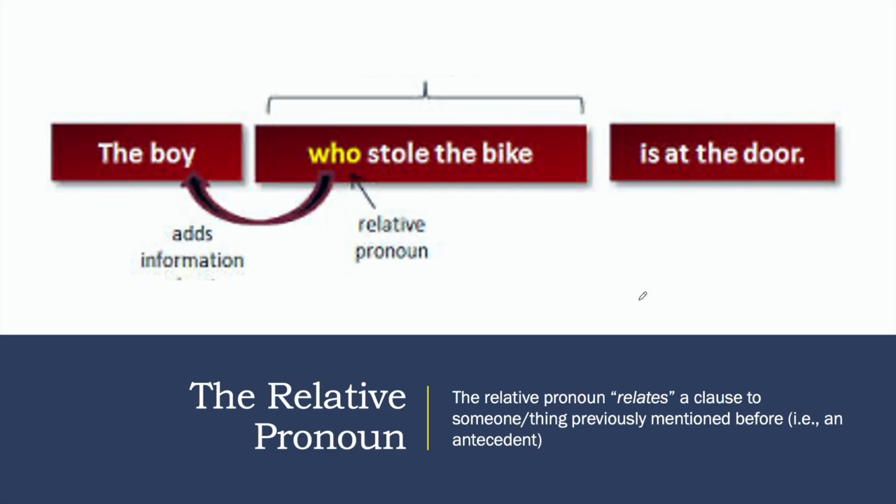I want to move on now and talk about the relative pronoun. The relative pronoun relates a clause to someone or something previously mentioned before, i.e., the antecedent. So this little diagram above kind of shows you what a relative pronoun is. That who is the relative pronoun. The boy is the antecedent. So the boy who stole the bike is at the door. Okay, so this relative pronoun links this back to the noun, the boy. It adds some information about the boy who's standing at the door. That's what a relative pronoun does in English and also in Greek.